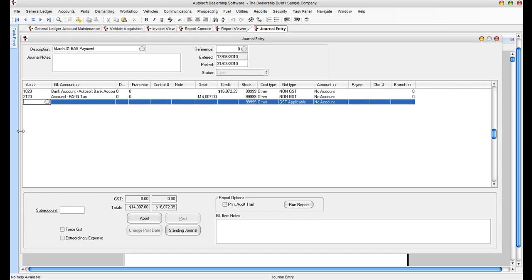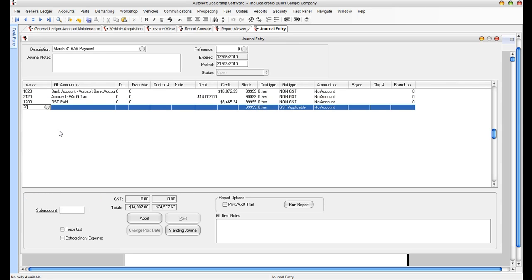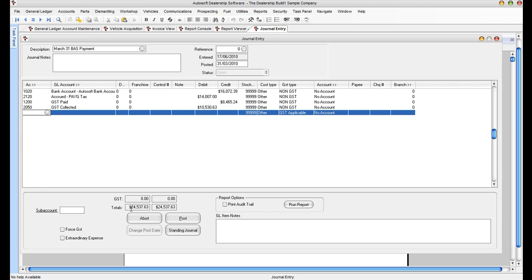And then I want to go in and I want to post the amount of GST back against those GST control accounts. So the GST paid account, which was account 1200, what I want to do is post a credit entry to that for $84.65.24. And for the GST collected account, that's a payable in the system, a credit balance. I'm going to post that as a debit in the journal. So $10,530.63. And what you'll see happens there is the journal balances.